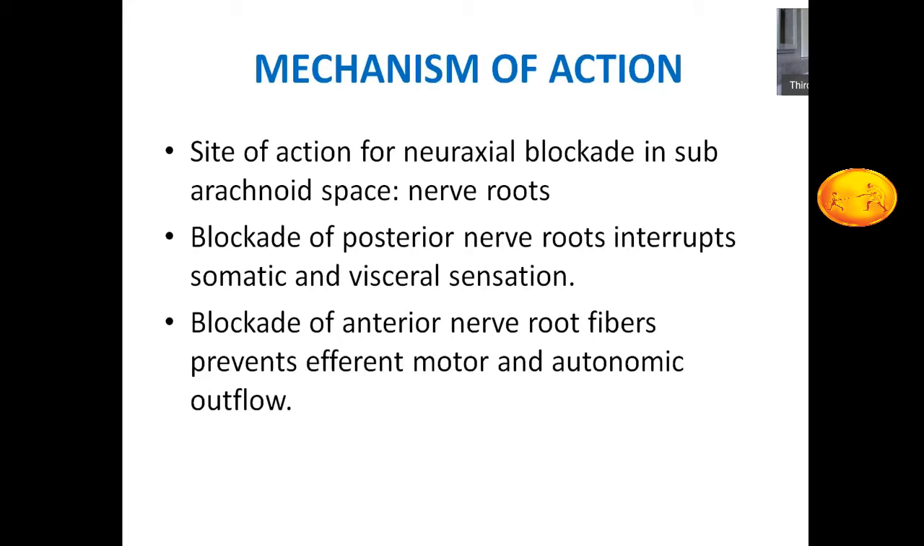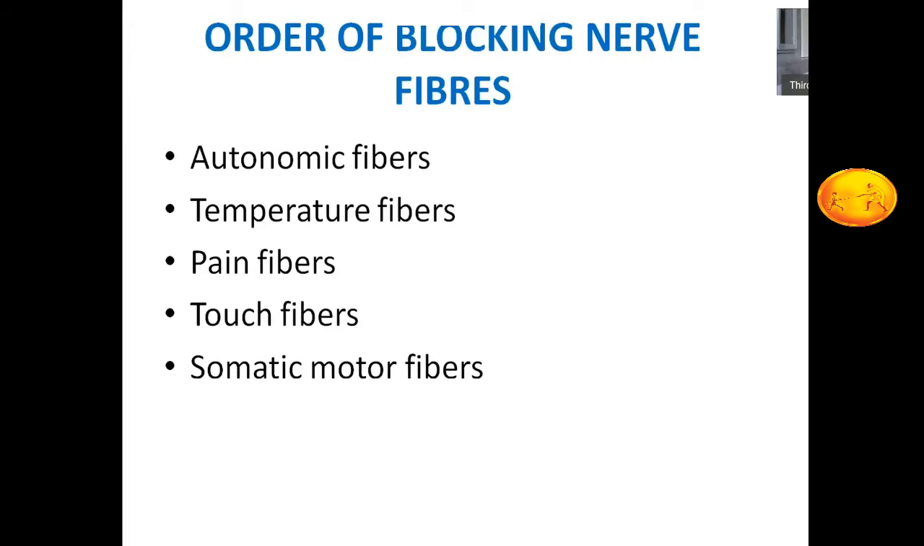The blockade of the posterior nerve root, somatic, sensory and visceral sensations, is also there, and blockade of the anterior nerve root fibers prevents the efferent motor and the autonomic outflow. So all these three types of blockades are seen whenever you are giving the spinal anesthesia.